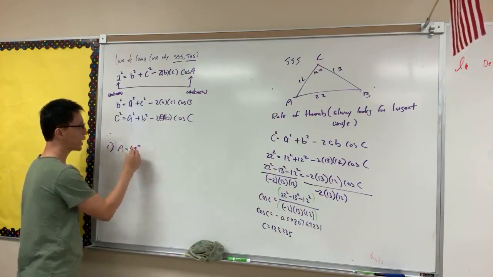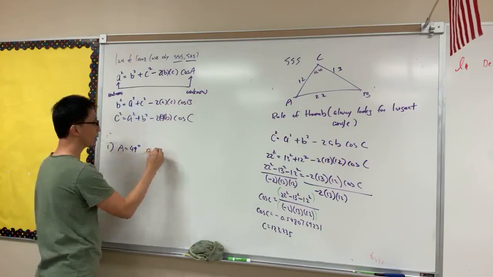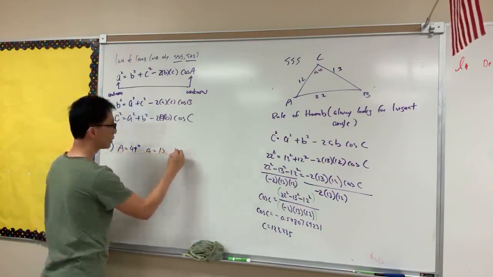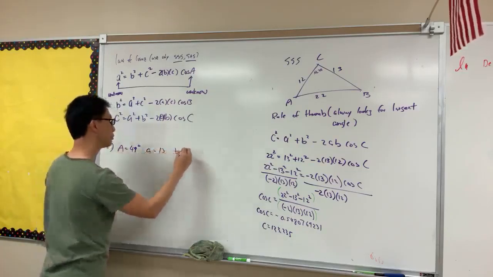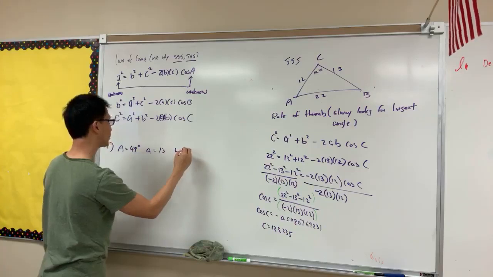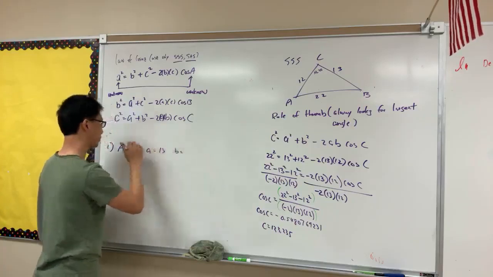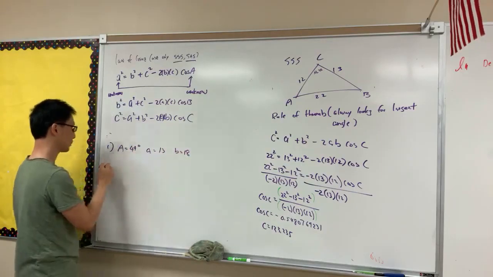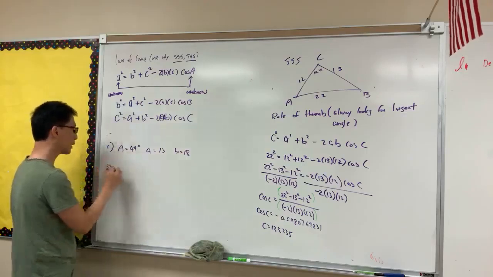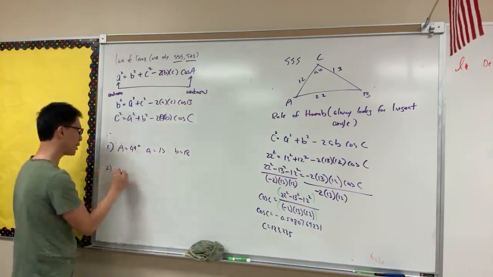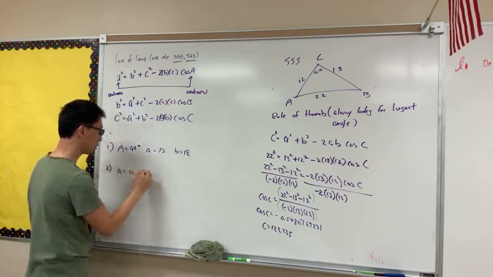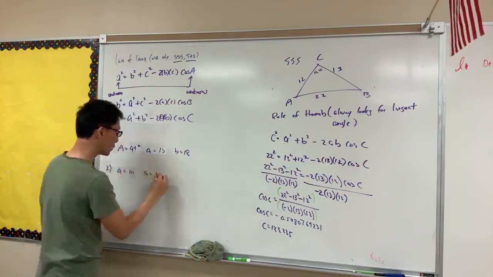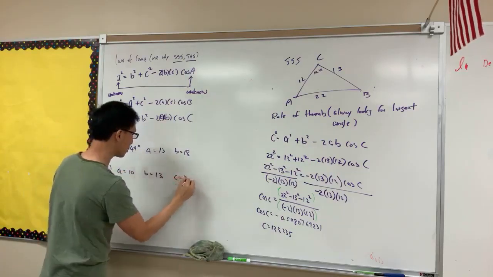This is 49 degrees. A is equal to 13. B is equal to 47. C is equal to 18. The second one is A is equal to 10, B is equal to 13, C is equal to 21.